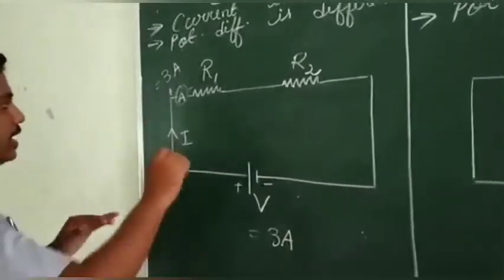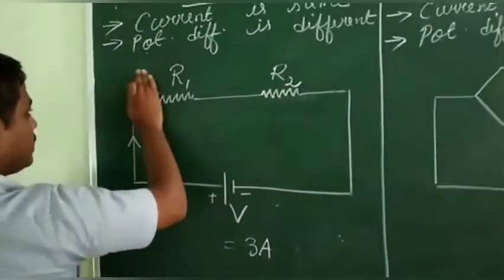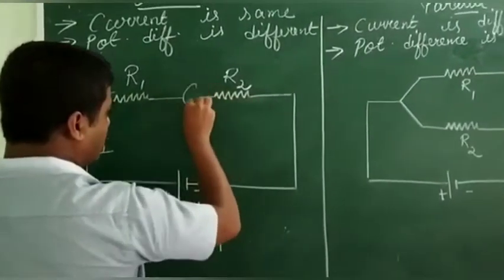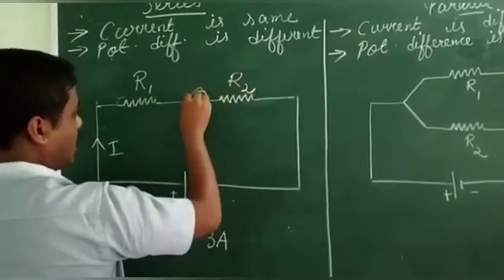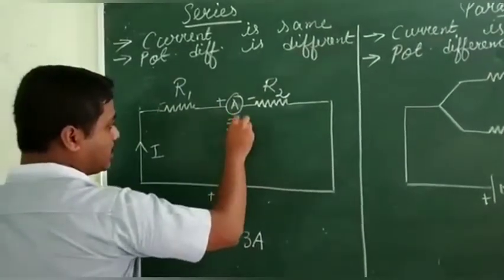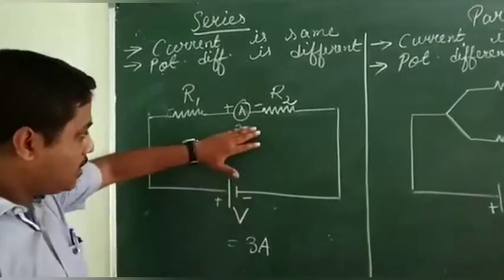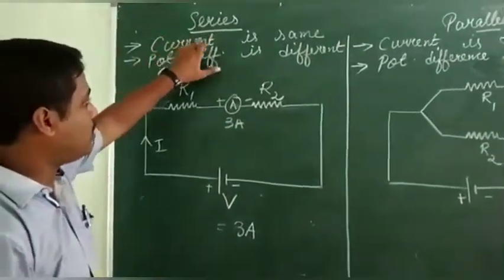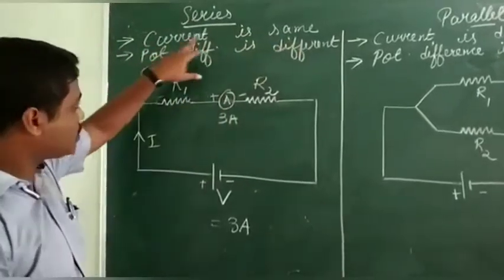Okay, the same way, if I disconnect this ammeter and connect it in front of the resistance R2, again you will get a current reading of 3 ampere. That means, as I have already told you, in a series connection the current always remains the same across the resistors.